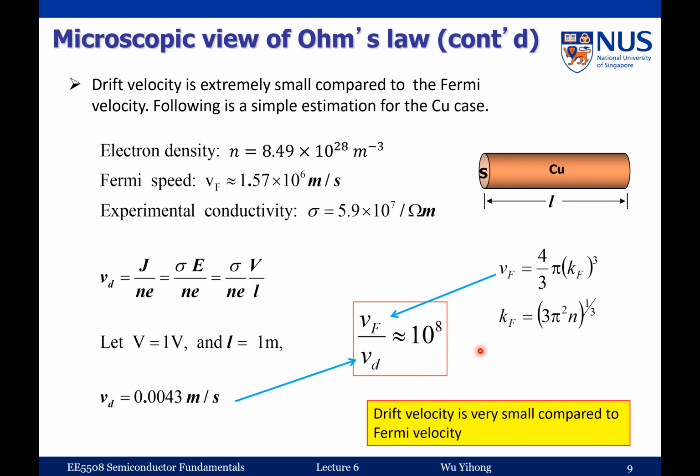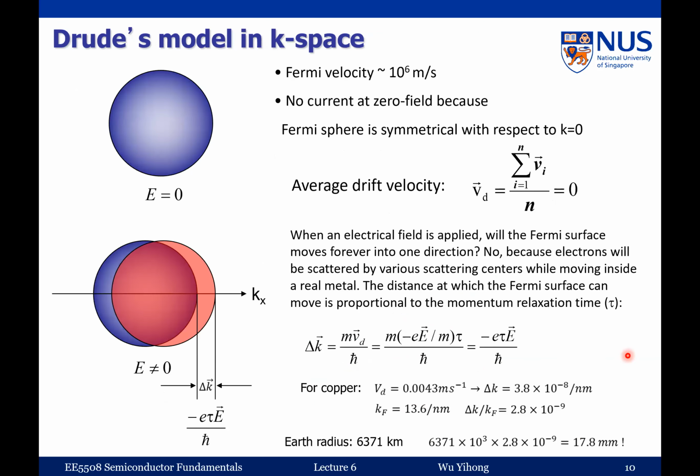Okay, they have a very fast velocity, but they don't contribute to electron conduction. The one which contributes to conduction is a very small drift velocity, which is much smaller than the Fermi velocity, right? So that's the picture you usually have. Okay, that's in basically real space.